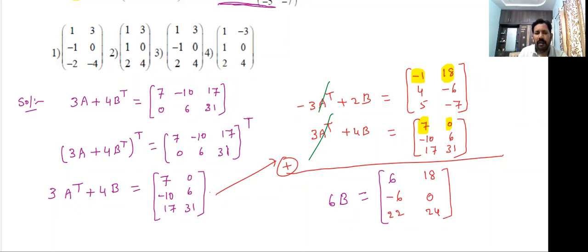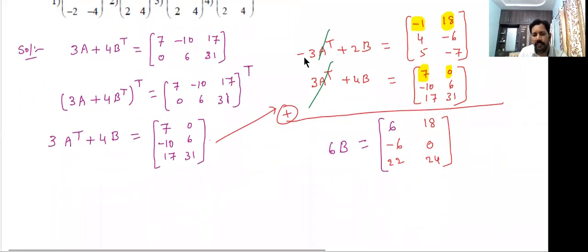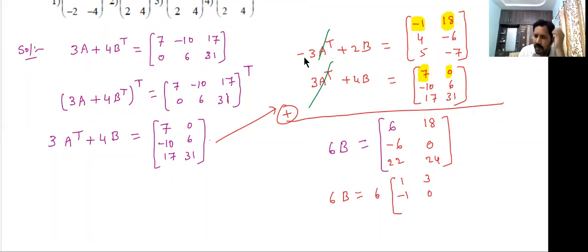Now take the common 6. 6B is equal to 6 common from each and every element. Here 1, 3, minus 1, 0. And here we are getting 22. 5 plus 17, 22 only, no? Students, here this is minus 5. I have written a mistake. Minus 5 plus 17 means 12. Now here we get 2. Here we get 4. Now 6, 6 cancel.